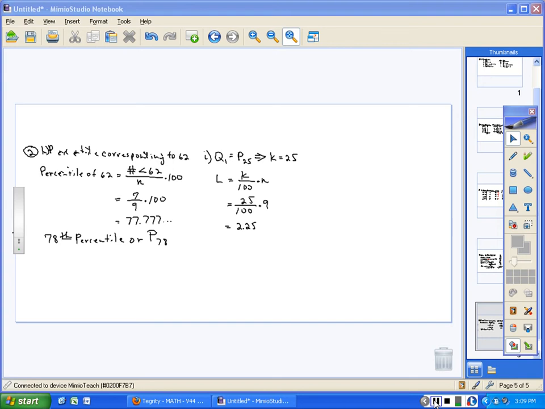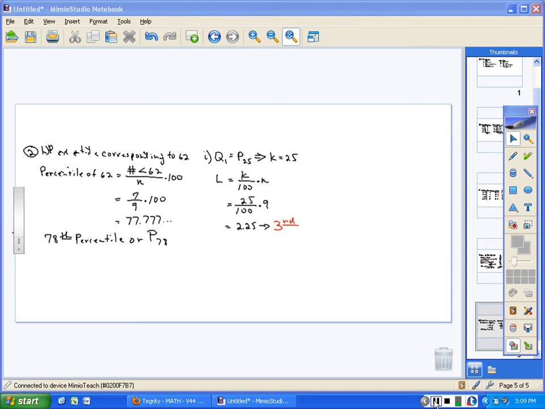2.25. And this is strange, but this is the way the author does it. You're going to take that number and you're going to round up. So it's going to round up to the third number. And it's only when you're finding the locator L that you round up. Otherwise, you do normal rounding every place else.